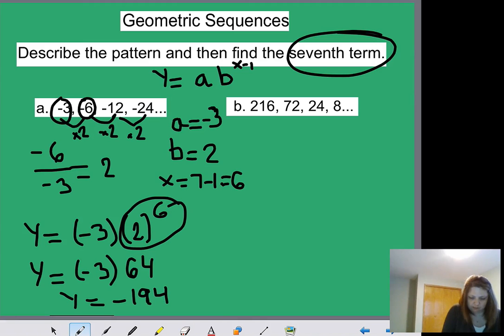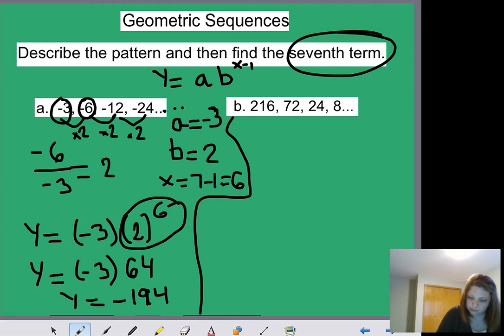-194. So if you keep multiplying by -2 and you get to the 7th term, you will know that -194 will be the answer. Alright, well, let's try this other one and do the same steps.